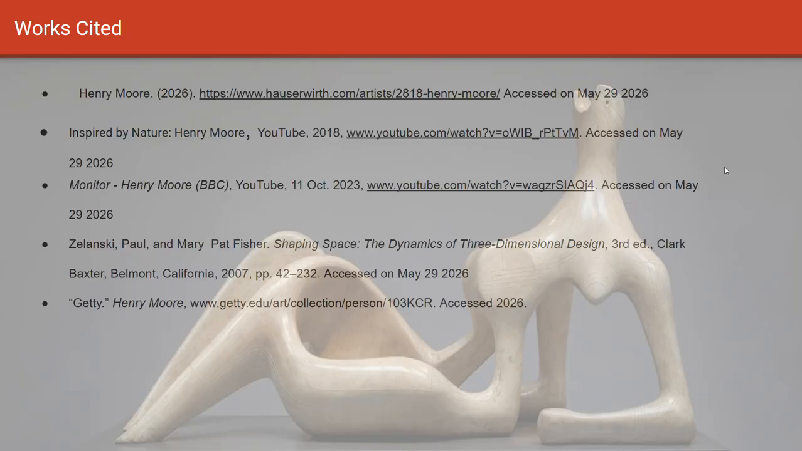And these are the citations that I used for this PowerPoint. These are the same citations I used in my bibliography, and it's the same information I used for this PowerPoint.